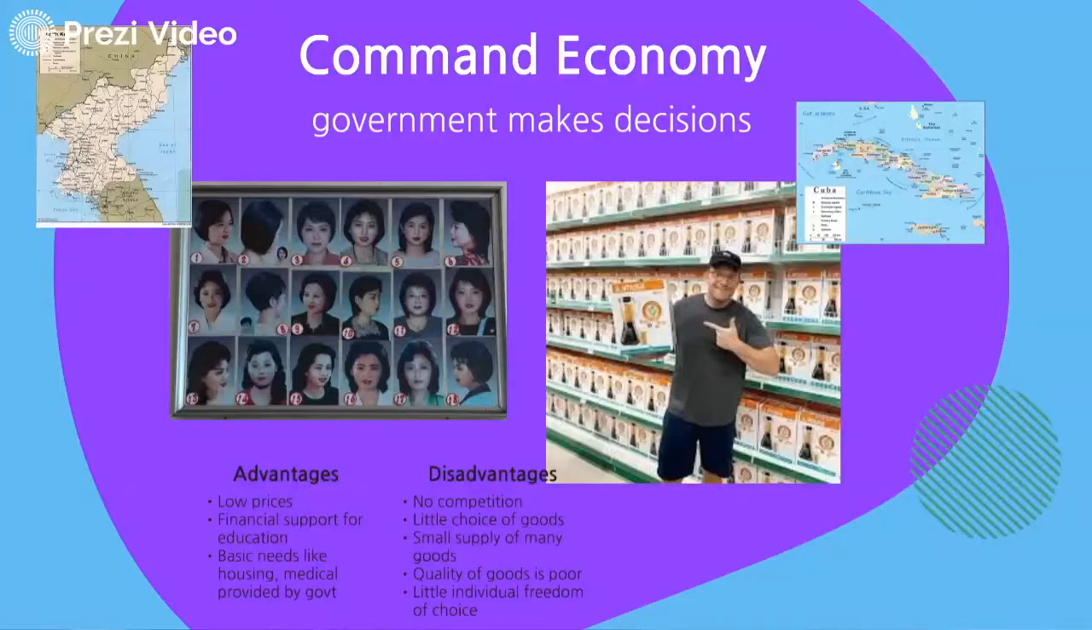The disadvantage is there's no competition because the government owns all the stores, so it's not competing against anyone. Because there's no competition, there's little choice of goods. If you don't like that style blender, that's your only option. There's also a small supply of many goods, because why would the government need to produce mass numbers of goods? It's not like somebody else is going to come out, produce them and steal their products. If you want a car, you're going to be on a waiting list until the government issued car is ready. There's no one else providing cars for you.